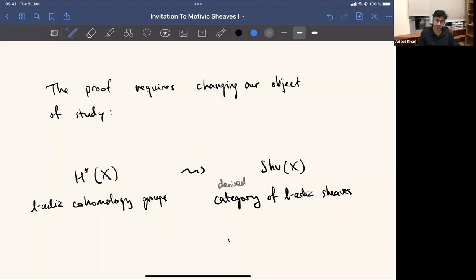That's pretty much everything. Especially when we put this adjective constructible, which I should be saying everywhere, constructible will mean exactly that you have some kind of stratification where on each stratum it is basically locally constant sheaves. So it's this situation I described with closed and open subschemes, which is exactly what you're looking at. Everything is built up out of those sheaves in some interesting ways.